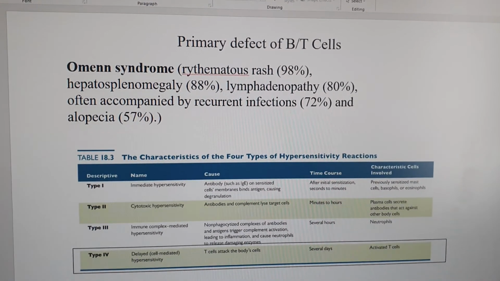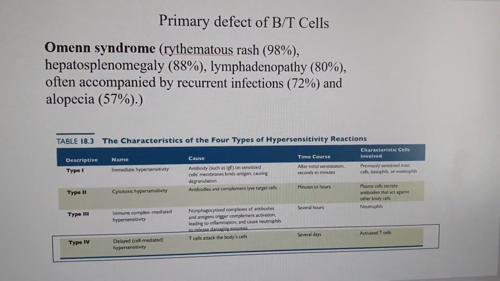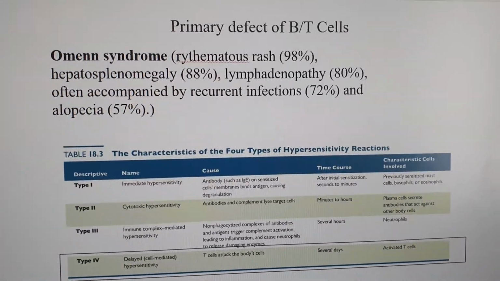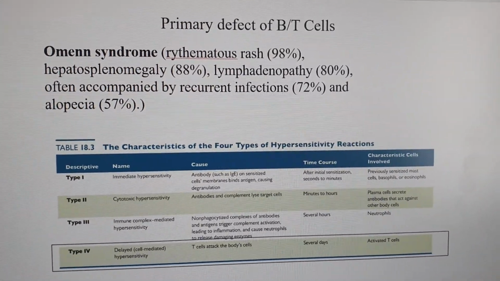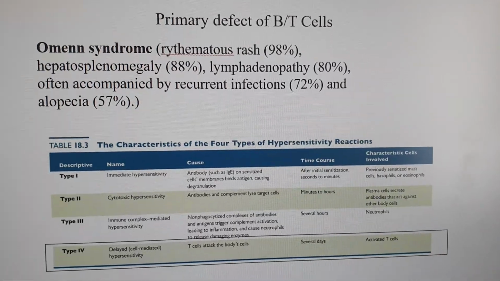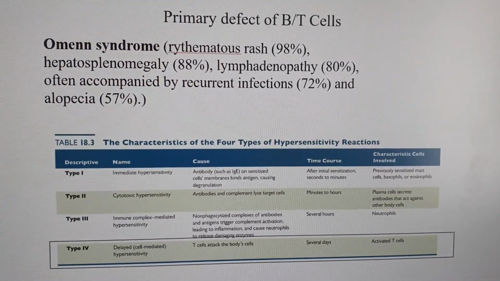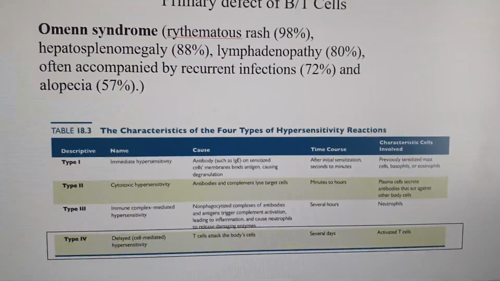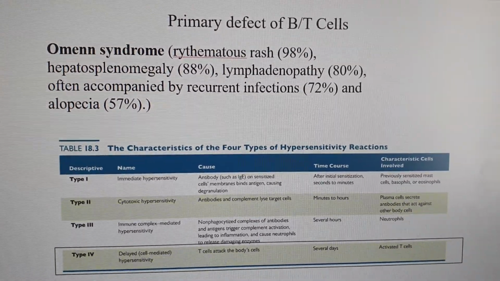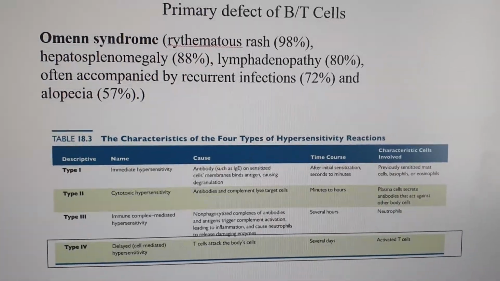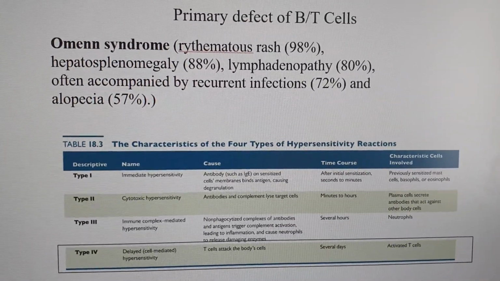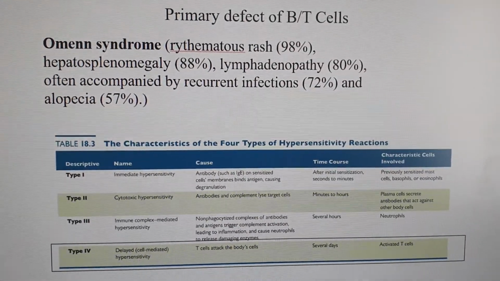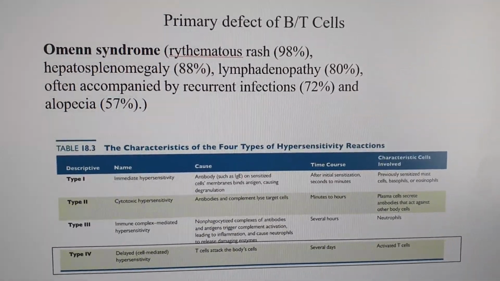Okay, so one other example of a primary defect that I found was Omenn syndrome. It's a syndrome that loses both B and T cells. But it was interesting because one of the symptoms was a rash, and it goes directly in line with delayed-type hypersensitivity, where T cells attack the body cells.